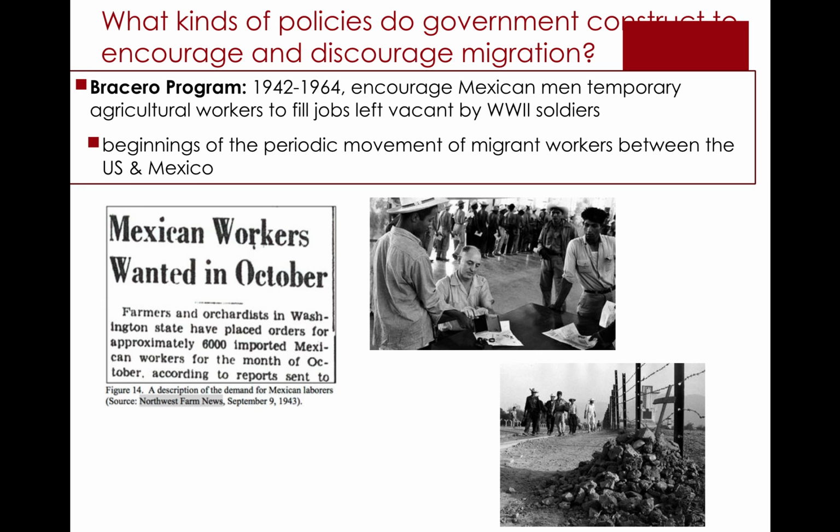But this is an interesting component of U.S. history, because very rarely is migration encouraged in U.S. history. Primarily, it's been rooted in discouraging.